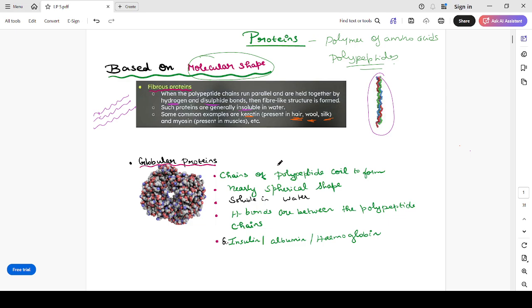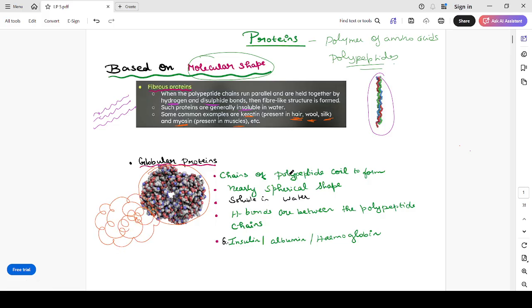So remember, fibrous is your hair. It is insoluble in water. Similarly, the myosin that is present in muscles also comes under the category of fibrous protein. The next one is globular. The look itself says very spherical, like this. It is spherical in shape.